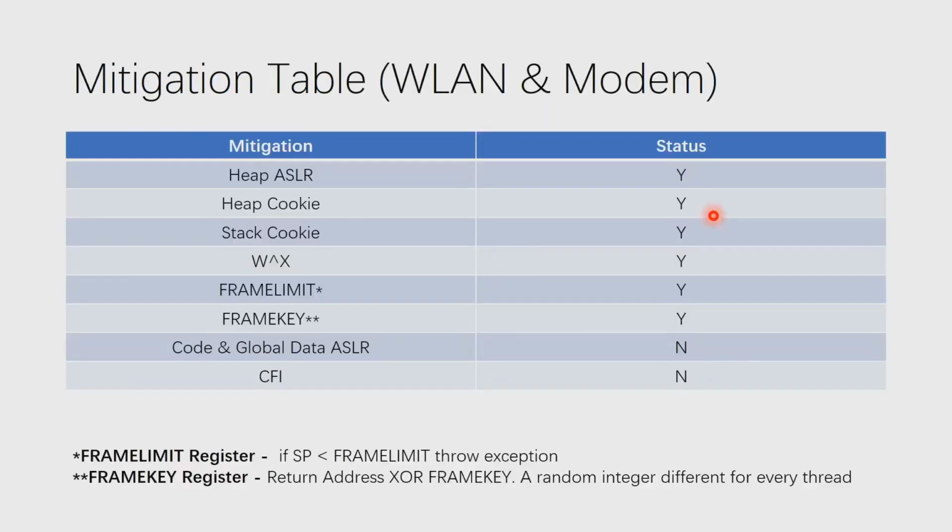Before we go, let's first check the mitigation status of WLAN to set up an exploitation strategy. From the table, we can see that there are heap protections, heap ASLR and heap cookie, which make heap overflow issues pretty difficult to exploit. And there are stack cookies, frame limits, and return address protection. So we are unable to use traditional ROP.